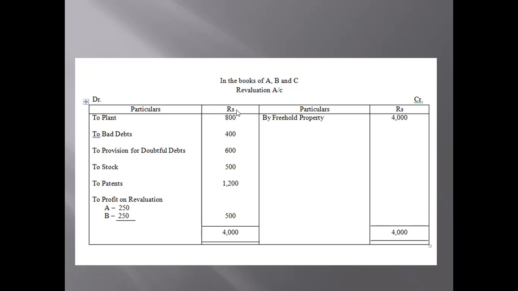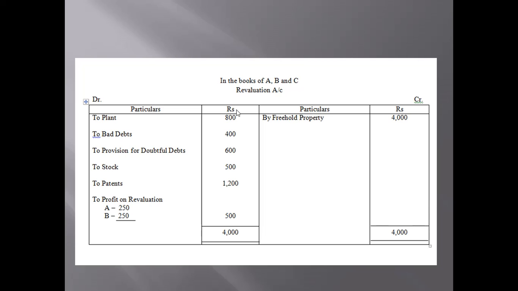Now, provision for doubtful debts is also maintained at rupees 600. By provision, we mean a liability. So whenever a provision is created, we have to record it in the debit column because at that point of time, liability is being increased.